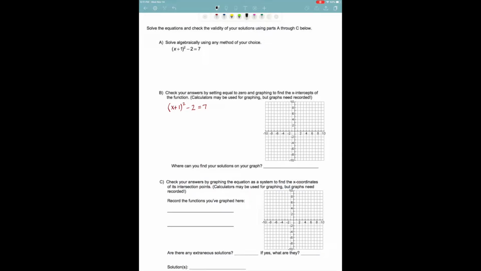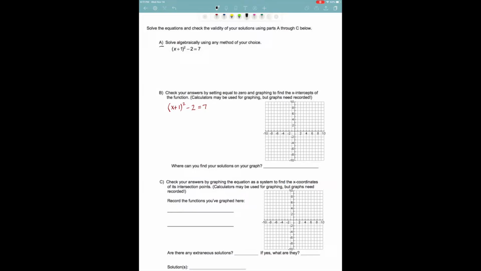All right, welcome to the second half of the notes from section 4-3, solving equations graphically. We're going to start out here. This is like the third page of the notes if you're using the notes packet. It says, letter A, solve algebraically using any method of your choice. So we've got the quantity of x plus 1 squared minus 2 equals 7.